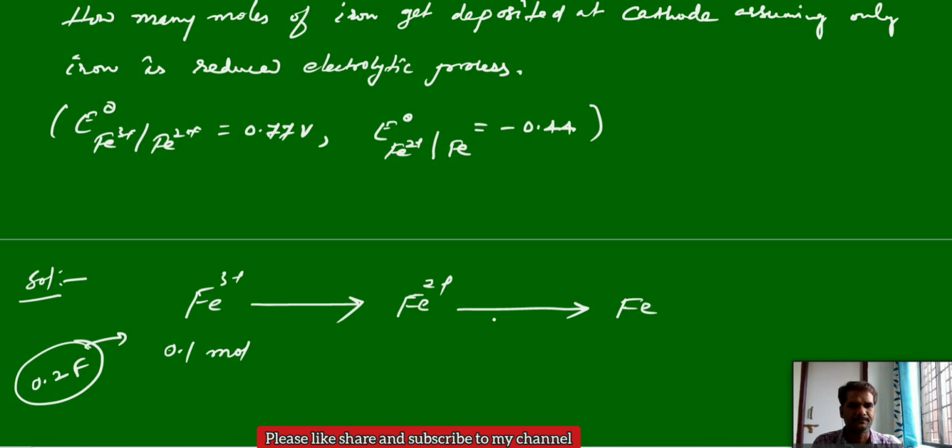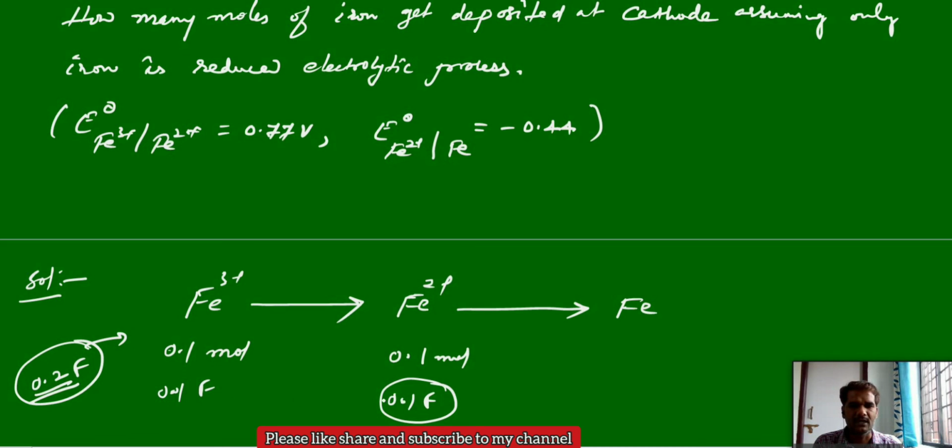So one by one. Now here 2 Faradays passing through the 0.1 mole. To convert plus 3 to plus 2, how much Faraday is required for 0.1 mole? 0.1 Faraday is required. If we pass 0.1 Faraday, the complete iron 3 plus can be converted into iron 2 plus. Isn't it? Still how much current is left? We have total 0.2 Faraday. Of that, 0.1 Faraday is utilized to convert iron 3 plus to iron 2 plus. Still 0.1 Faraday is left.